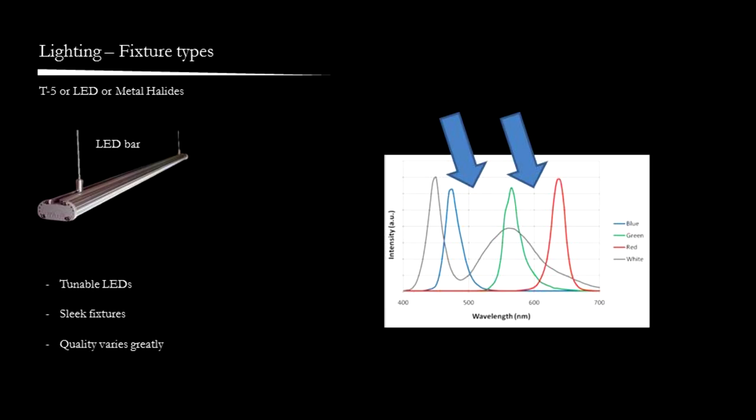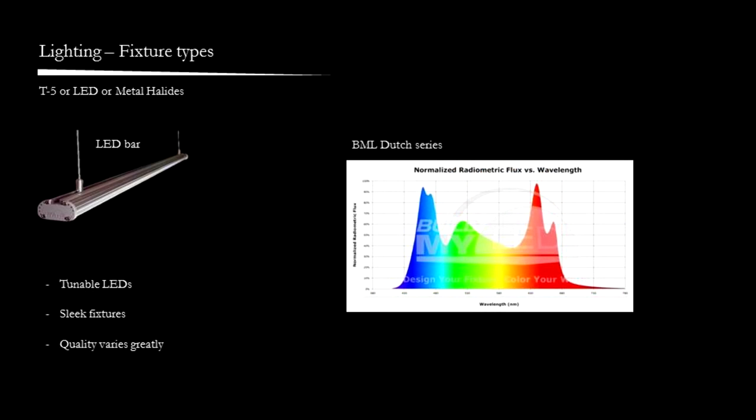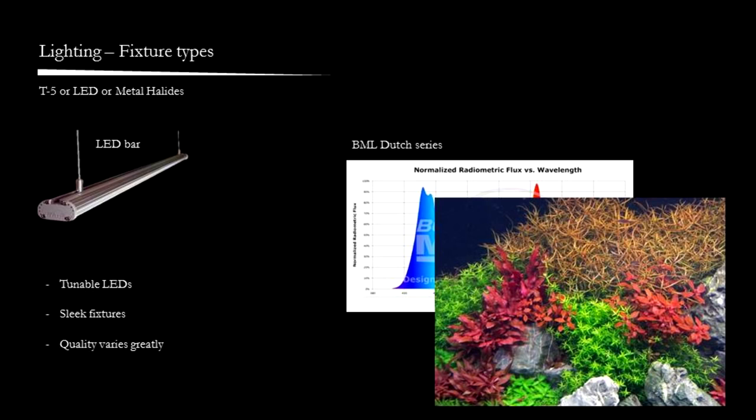I use the BML Dutch fixtures myself, and this is the spectrum. However, I find that the orange portion of the spectrum is still lacking, and to display orange plants well, I need to supplement with a warm white fluorescent lamp. And I think that amongst the LED fixtures, BML gives very good color rendition. This is because not only does it have RGB plus white LEDs, it has two different kinds of reds and two different kinds of greens, and it gives a wider tonal range.